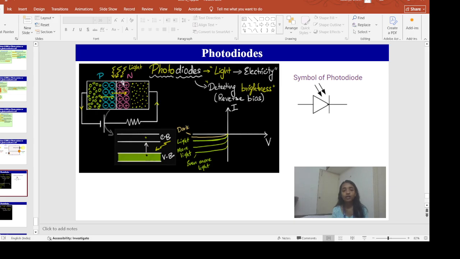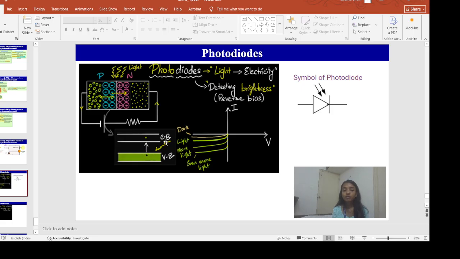Now if you shine light in the depletion region, this region is the depletion region, right? When you shine light in the depletion region, what will happen? From the band theory of solids, we know at 0 Kelvin the valence band is completely filled and the conduction band is completely empty. So when you are shining light, the electron in the valence band will absorb that photon energy, and obviously this photon energy should be sufficiently higher than the band gap of the semiconductor.